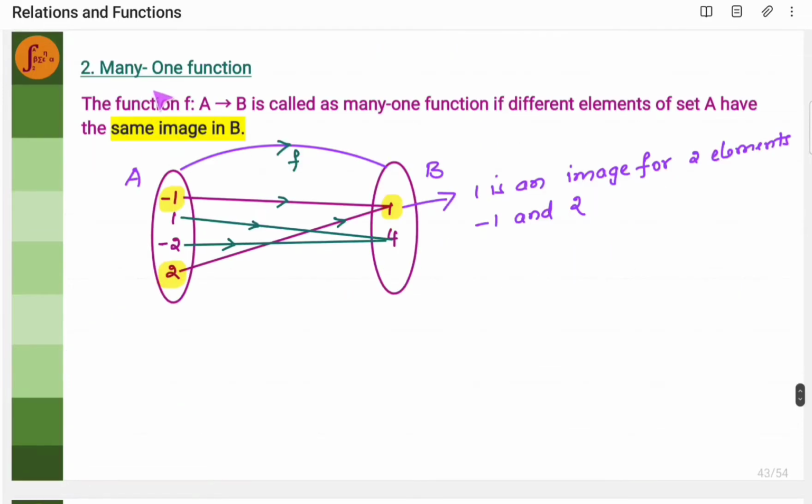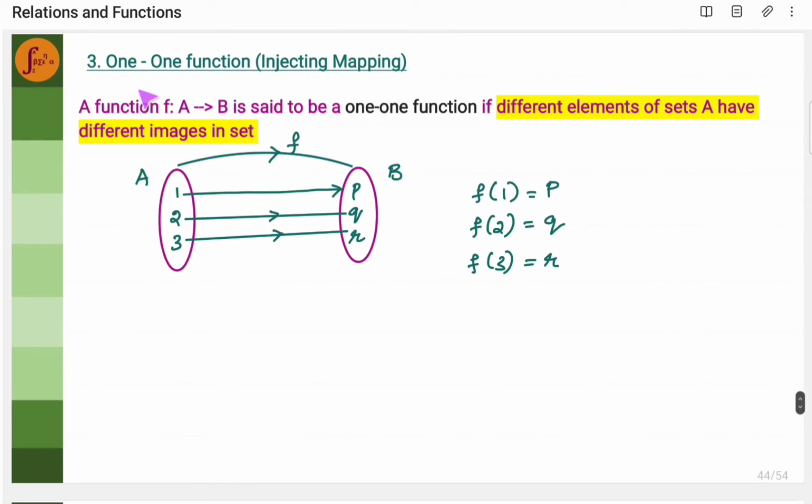The next type of function is many to one function. In the name itself, there is a clue. Many elements in set A are mapped to one element in set B. For example, -1 is mapped to 1, 2 is also mapped to 1. Here 1 is mapped to 4 and -2 is also mapped to 4. So multiple elements from set A are mapped to the same element in set B. So this becomes many to one. That is the same image. 1 is the image for -1. 1 is the image for 2. 4 is the image for 1 and 4 is also the image for -2.